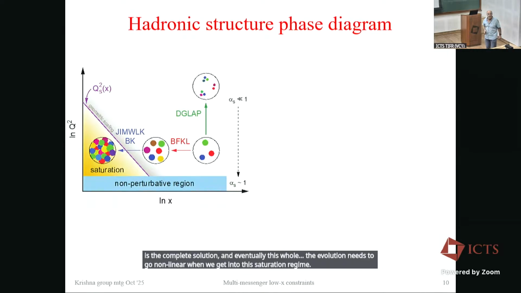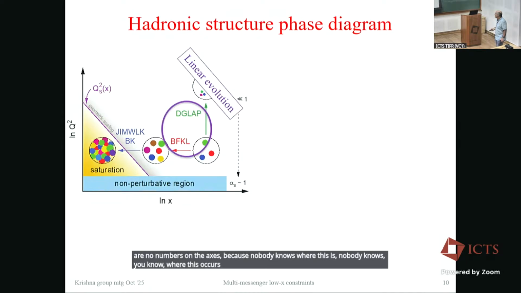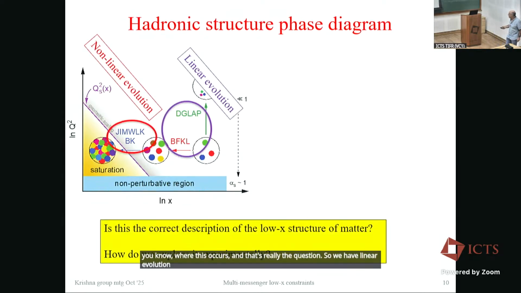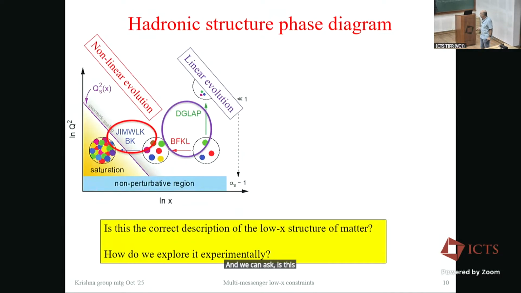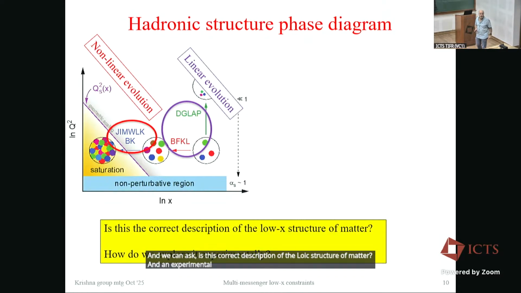Now you notice there are no numbers on the axes because nobody knows where this is. Nobody knows where this occurs. And that's really the question. So we have linear evolution, nonlinear evolution. And we can ask, is this the correct description of the low x structure of matter? And as an experimentalist, I ask, how can we explore it experimentally? And that's really my subject today.